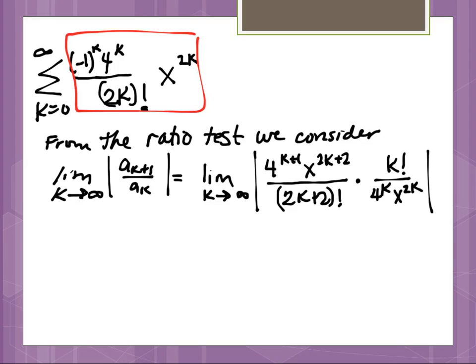Give me one thing. 4 to the k. All right, so I've got 4 to the k plus 1 here, and I've got 4 to the k. So tell me what that's going to leave me with and where. Excellent. I've got a 4 left over on top. What else can simplify?